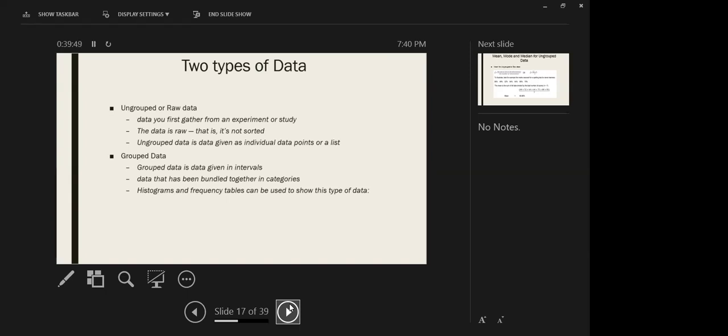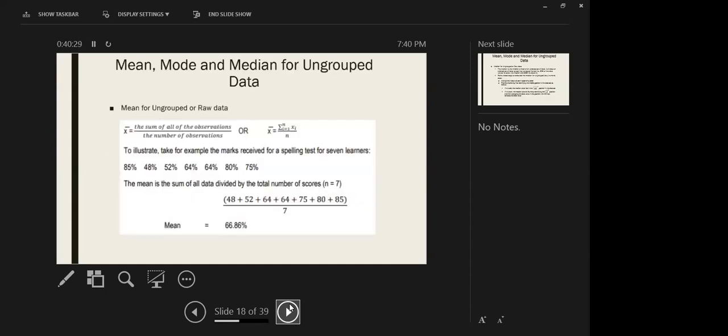Now, what is grouped data? Grouped data is data that is given in intervals. So when your lecturer gives you a frequency table, data that is within a frequency table, then that is grouped data. You have grouped it based on specific categories in specific ranges, right? It is data that has been bundled together in categories. That's where the issue of frequency tables and histograms comes into play. So if you are given data which is not in a frequency table, that is ungrouped data, right? If you are given data that is displayed as a frequency table, then that type of data is grouped data.